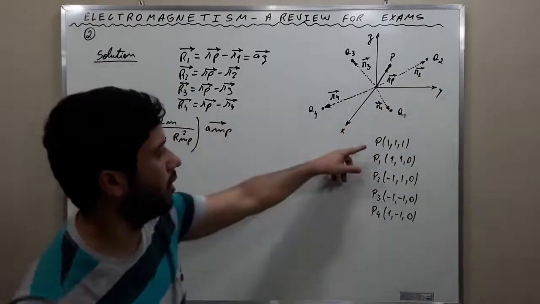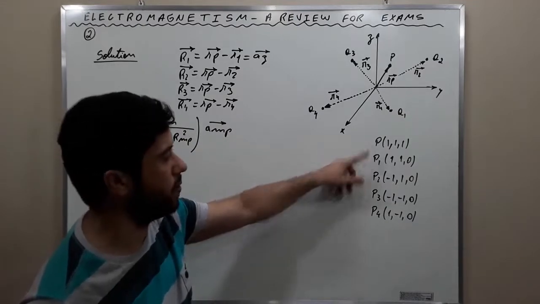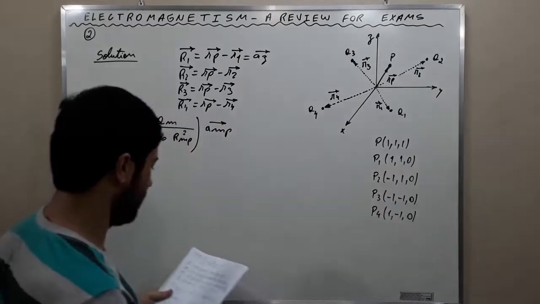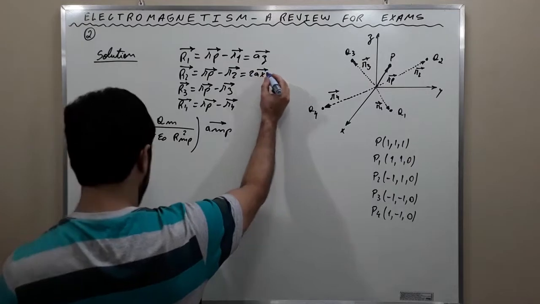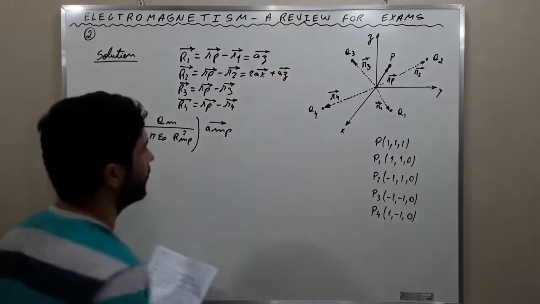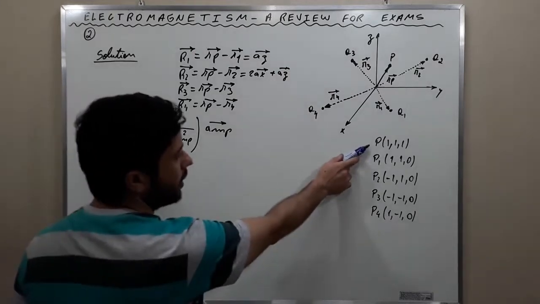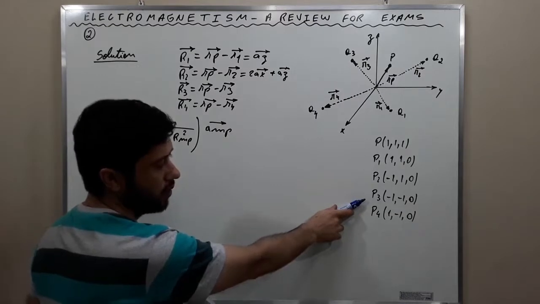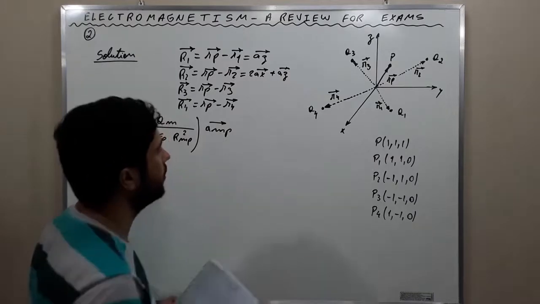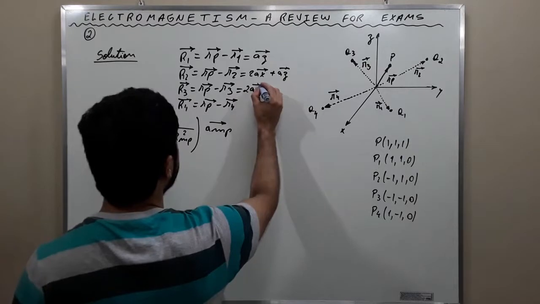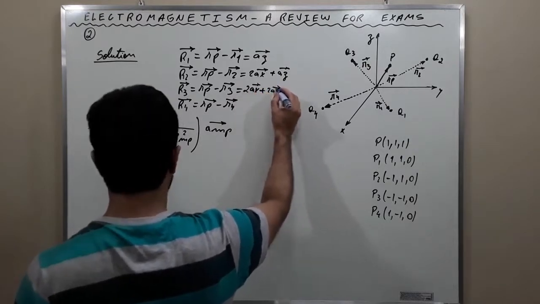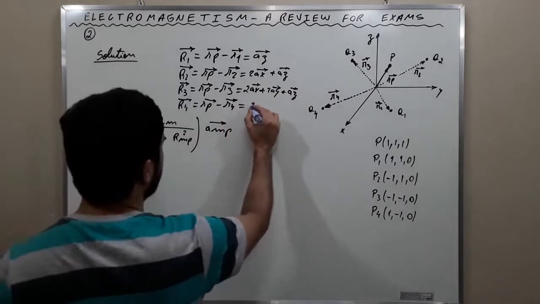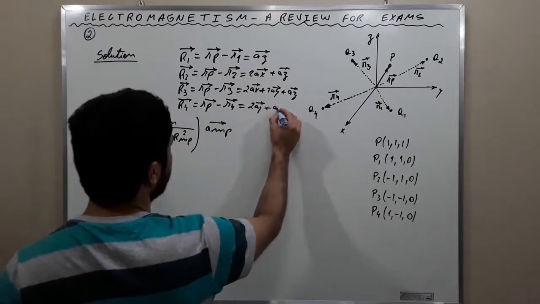Okay, R2 is Ax plus Az plus Ay plus Az minus Ax plus Ay. And this is 2ax plus az. Similarly, ax plus ay plus az minus ax minus ay and 0az. And this is 2ax plus 2ay plus az. And the same will be done for R4, and this is 2ay plus az. Okay?